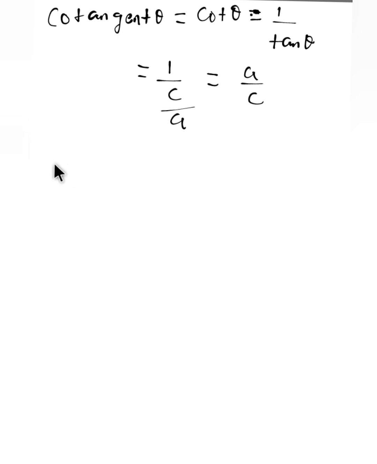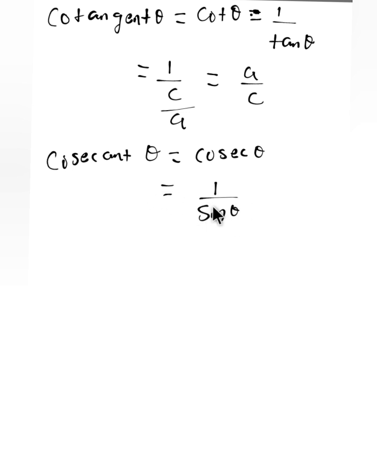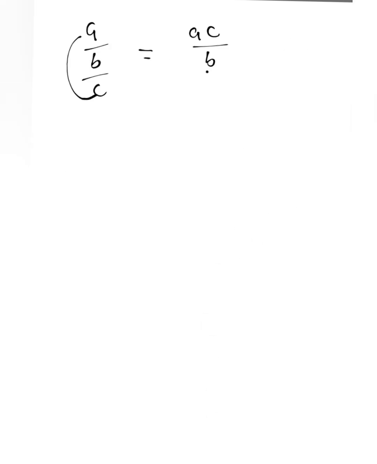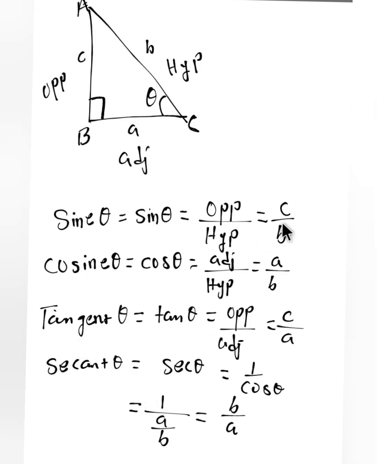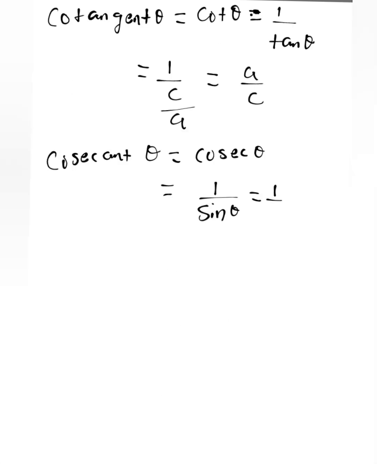Then we have one more, cosecant of theta, which is cosec theta, and this is equal to 1 over sine theta. Sine theta is c over b, and so it will give us b over c.